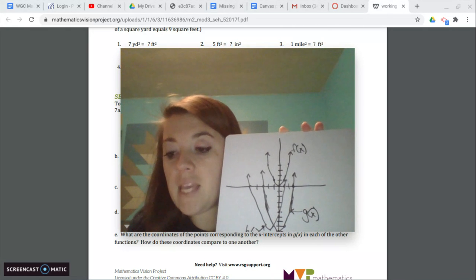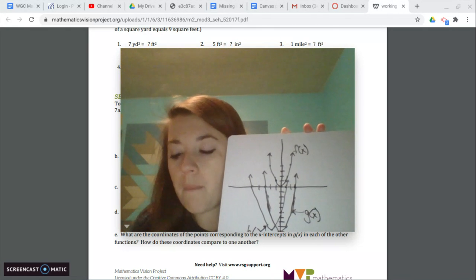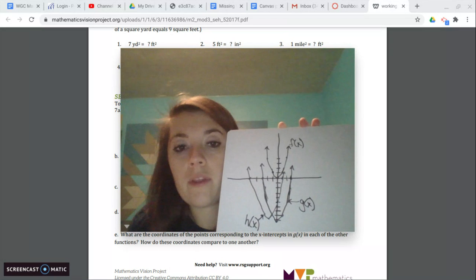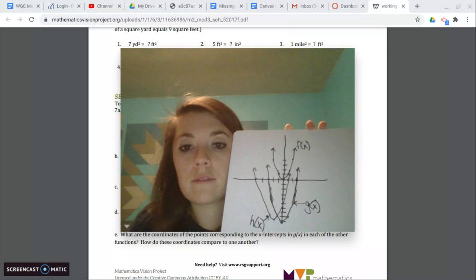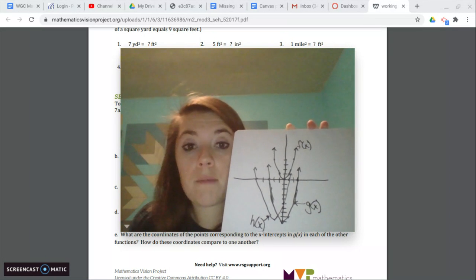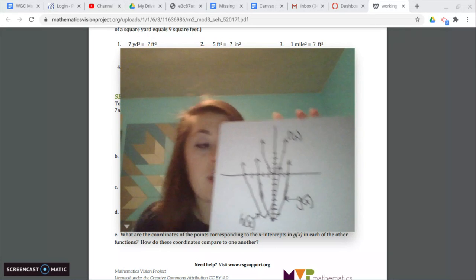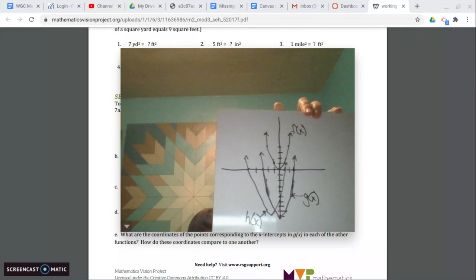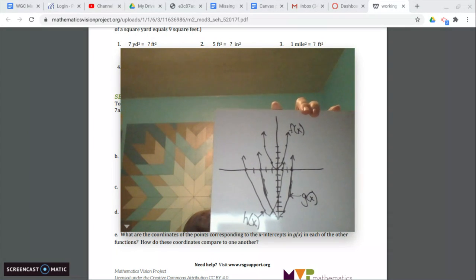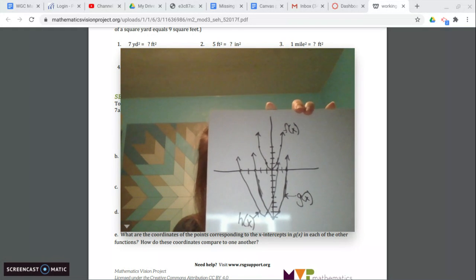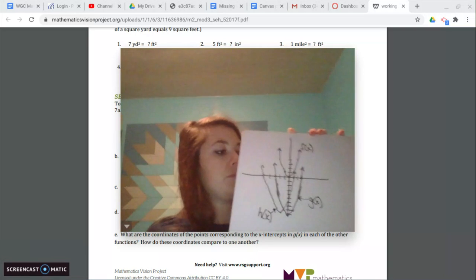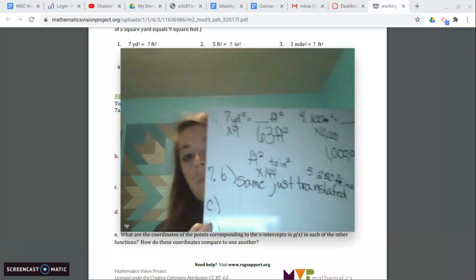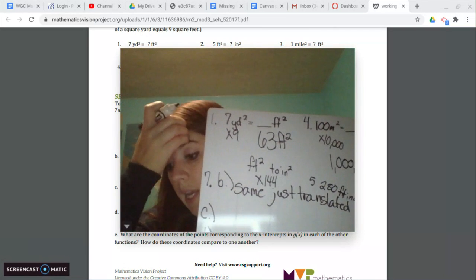So for B, it asks, how do the functions compare to each other? So how are these similar? Well, they're the same, it's just what happened. We translated them. So they're the same, they are just translated.